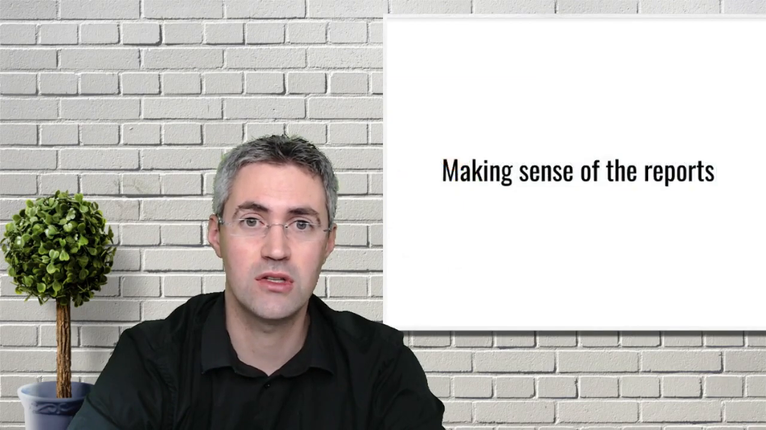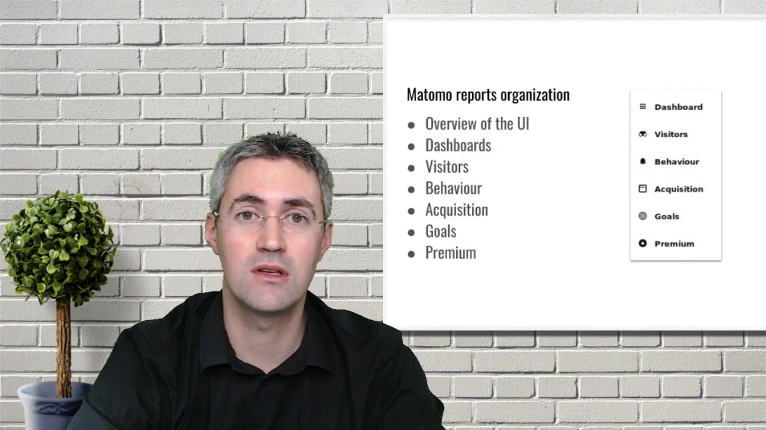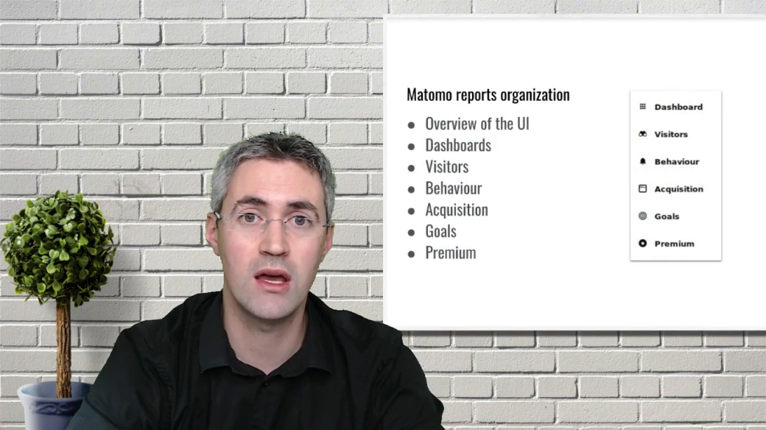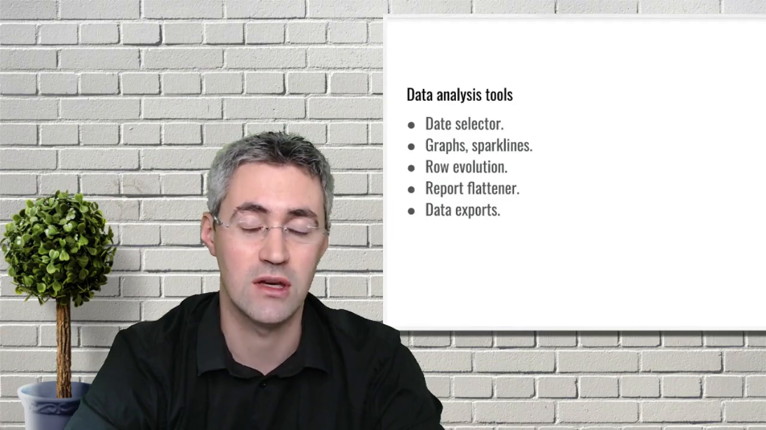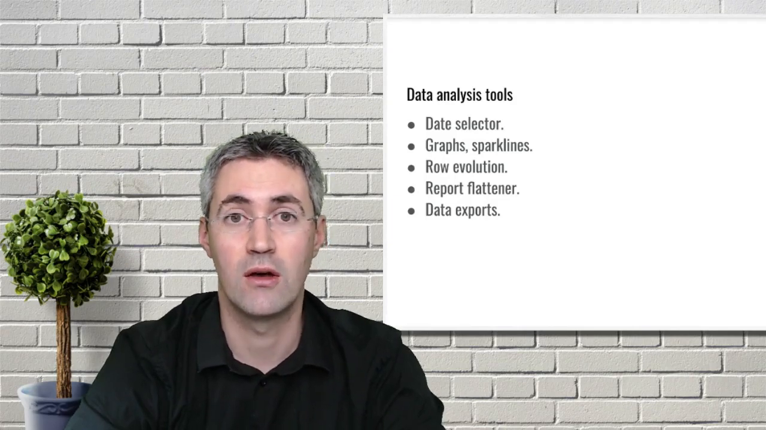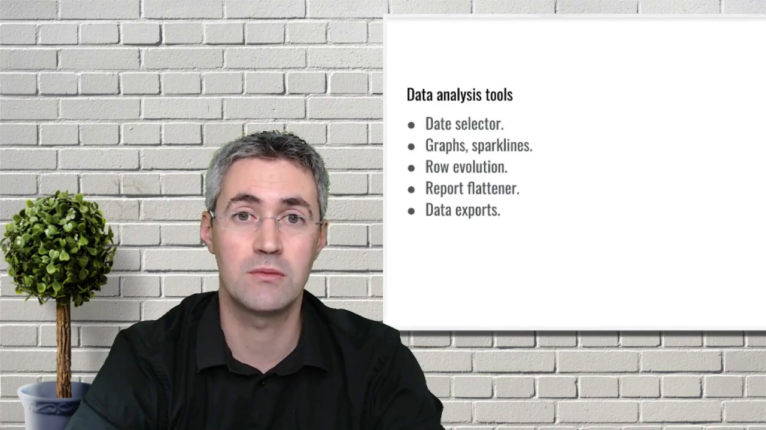In today's session we're going to see how to make sense of the report. So basically we're going to go through the different categories in the Matomo UI, and as well we're going to see the different features which are associated to each report, such as the data export, such as the data visualization, and as well how to pick up specific periods. Let's move now to the UI of Matomo Analytics.